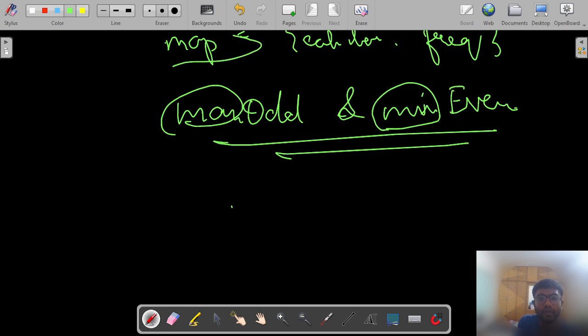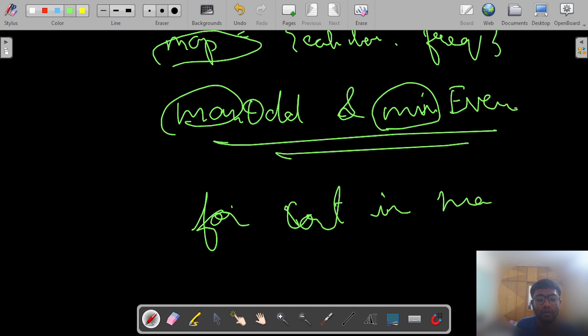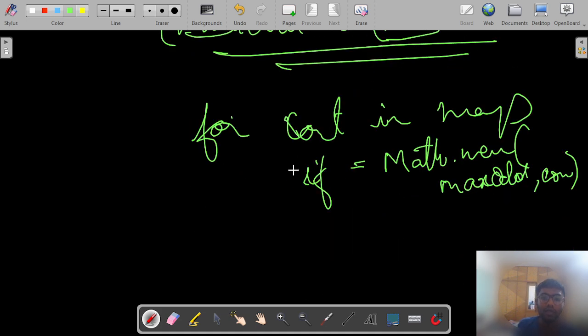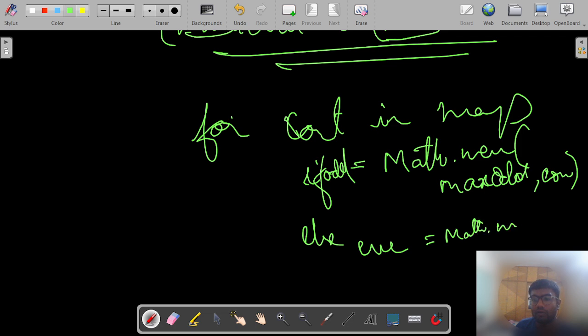So we can loop over all of these map values, for count in map, and if the count is odd, max odd will be Math.max of max odd, count, else for even, min even will be Math.min of min even, comma count. Okay, so this is all the values, and we can return a difference.